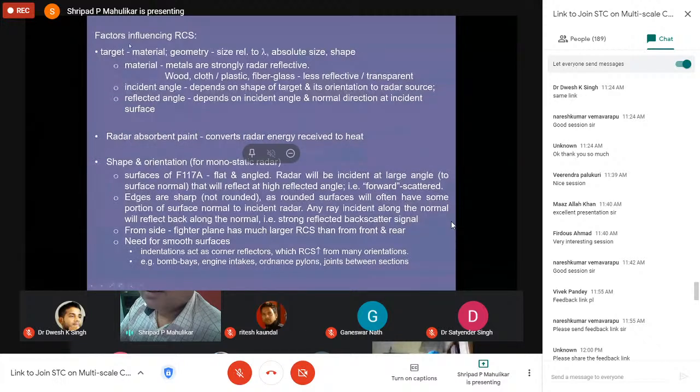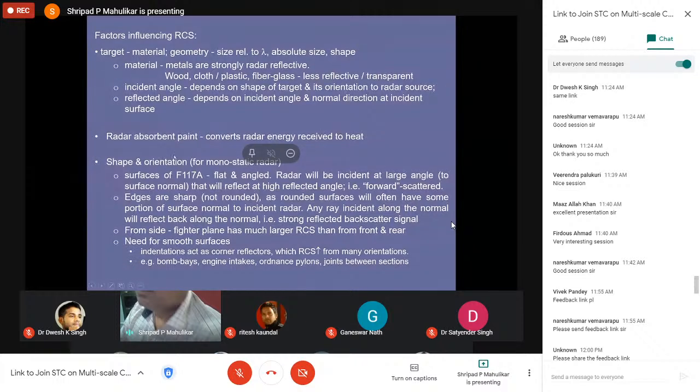In addition, factors influencing RCS include the incident and reflected angle. The incident angle depends on the shape of the target and its orientation to the radar source, and the reflected angle depends on the incident angle and the normal direction at the incident surface. The radar absorbent paint, radar absorbent material, most of them convert the incident radar energy received into heat. So most radar absorbent materials or paints absorb the radar energy and convert it into heat.